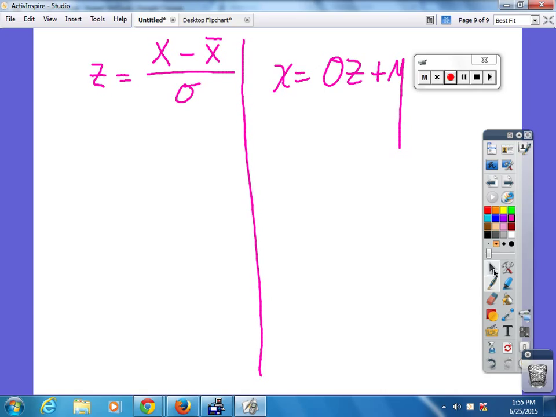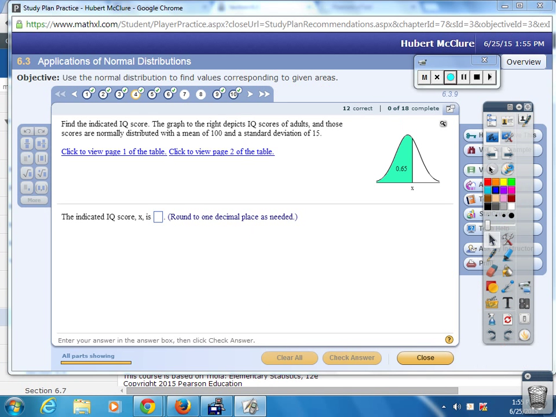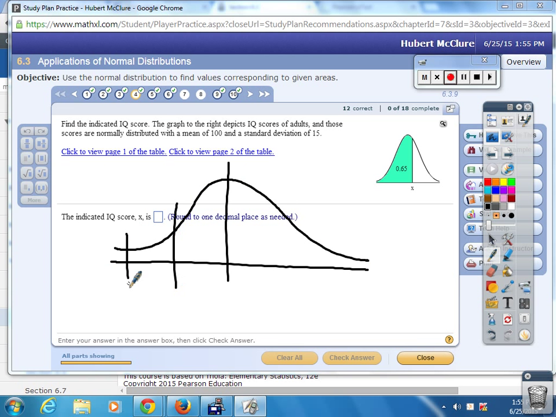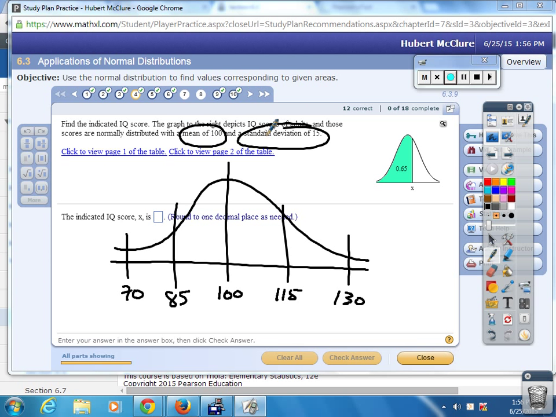So, let's look at our problem. We're going to draw a bell curve. So let's draw it. And our 100, and that's 115, and 130, and 85, and 70. Everybody with me? I'm not even looking at the problem right now. I'm just drawing my bell curve based on what two numbers? The mean and standard deviation.